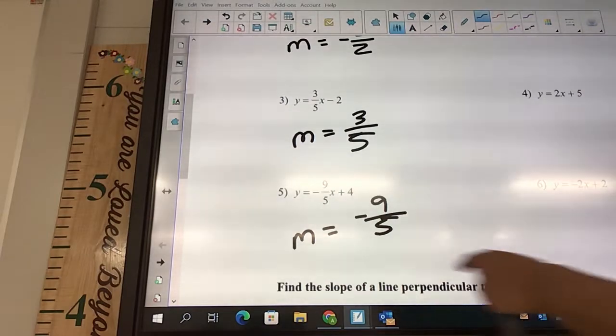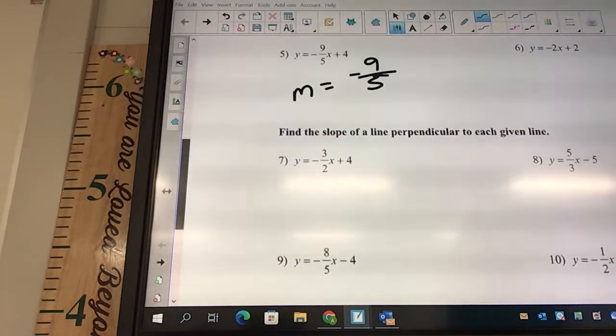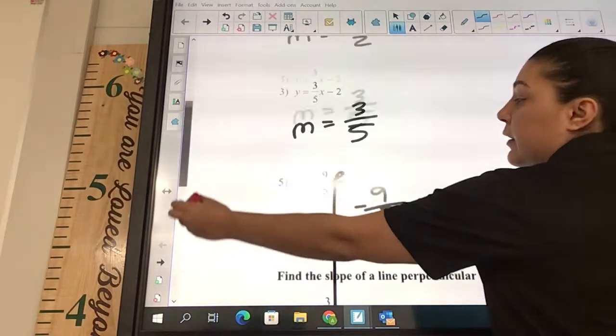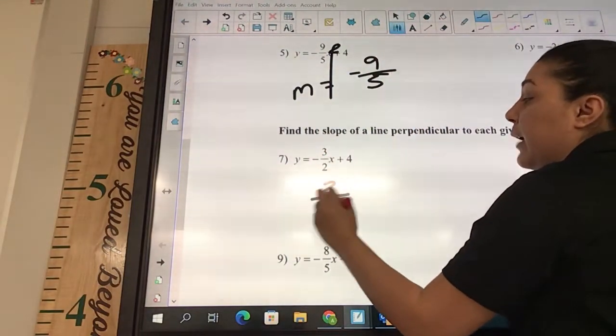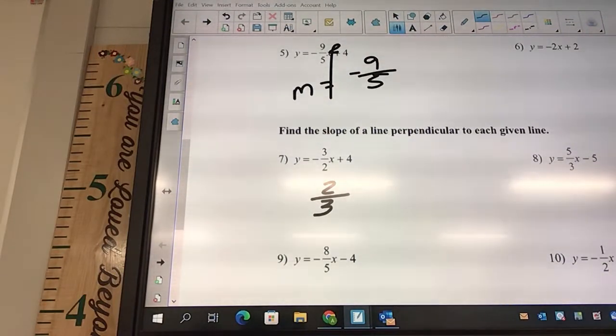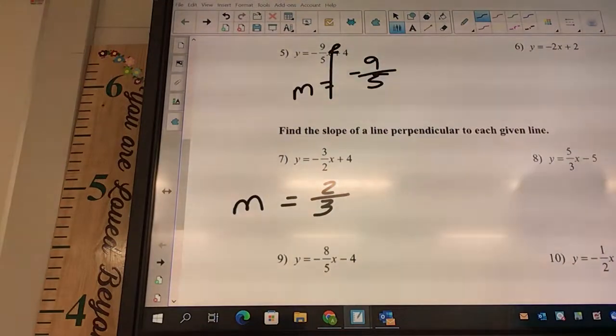Now let's look at the perpendicular. So what is our slope right now? What slope did they give us? Negative 3 over 2. So we're going to flip it, so it's going to be 2 over 3. And we're going to change it. If it's a negative, it should be a positive. If it's a positive, it should be a negative. They gave us a negative, which means our new slope should be positive. So it's just going to be m equals 2 over 3.